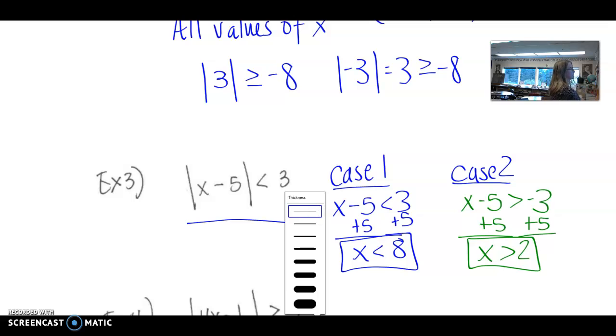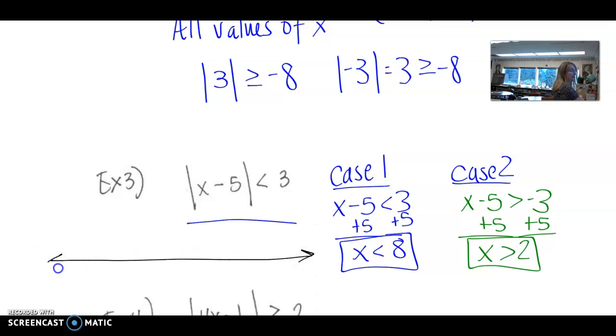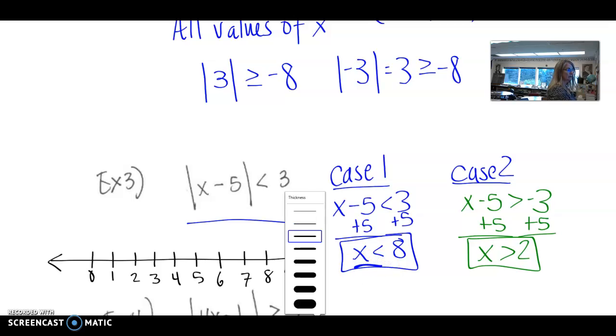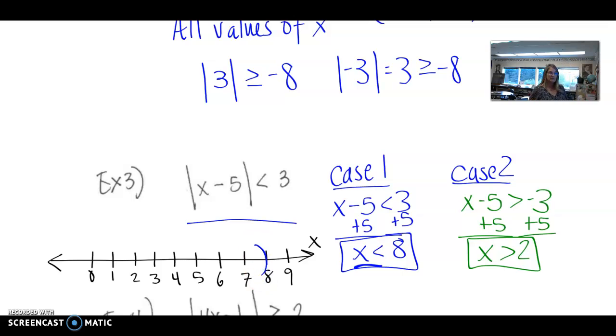So if we put this on a number line, I need 8 and I need 2 to show up on my number line, so I'm going to put 0 over here, 1, 2, 3. Okay, so this is saying x is less than 8. So if x is less than 8, that means it's going to be to the left of 8. And the green says x is greater than 2. So it's going to be to the right of 2. So the solutions would be anything within that region.